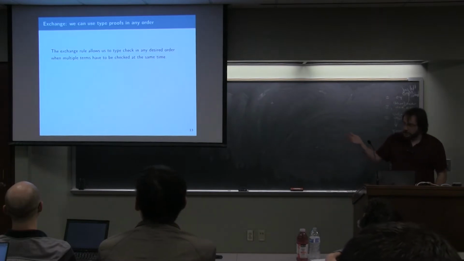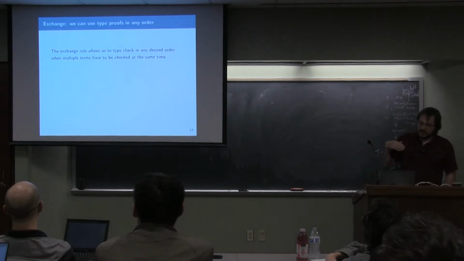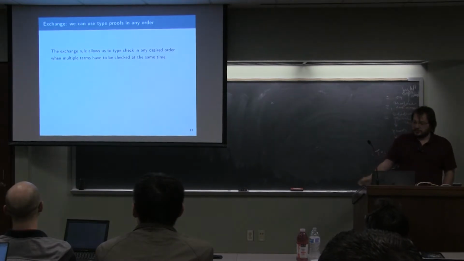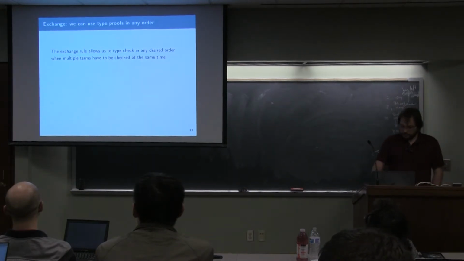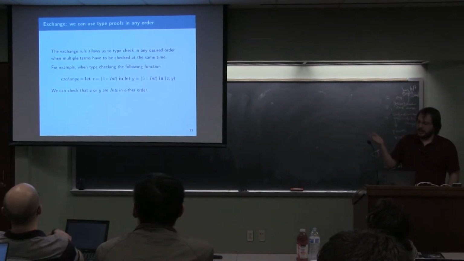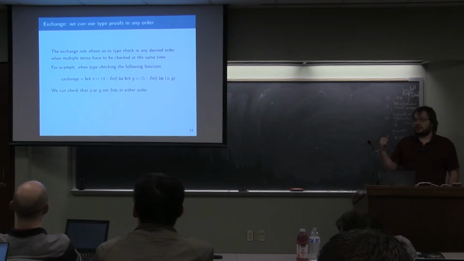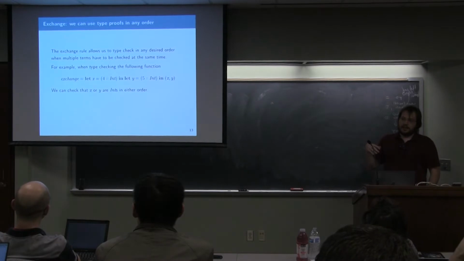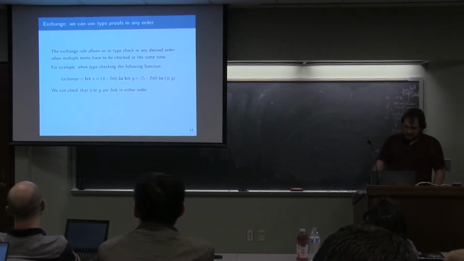The first one is exchange. The exchange rule basically allows us to type check in any desired order when multiple terms are in scope for our type checker. So for example, if we have this function called exchange, and it brings two things into scope, x and y, when we go and try to type check our program, you can use the proof of x or the proof of y in any order that you choose. And they can be moved around nice and easily.